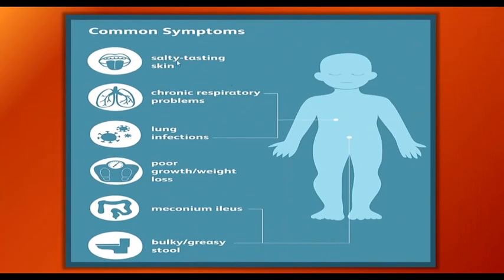So this picture will summarize the problems, especially in the neonate, the infant and young children, starting from the salt tasting skin, chronic respiratory problems and lung infections, poor growth and weight loss, meconium ileus and bulky greasy stool. This is related to the GIT.